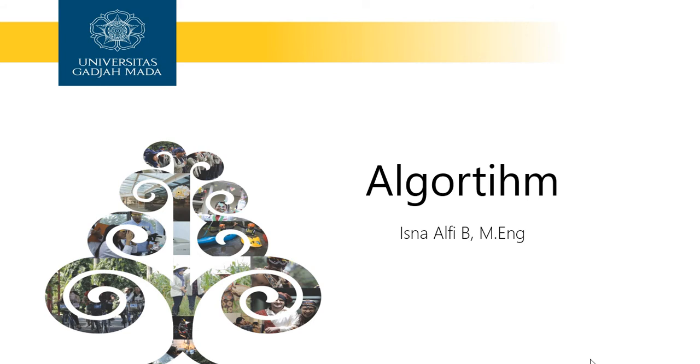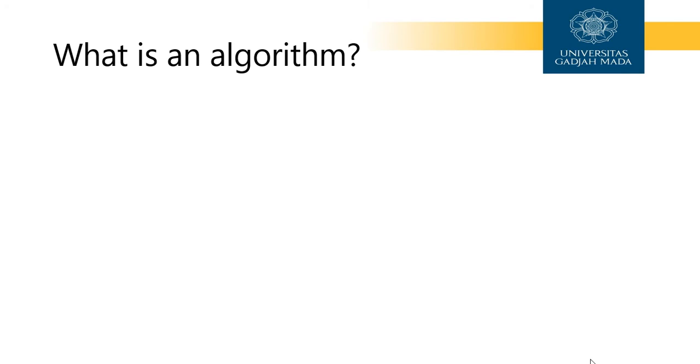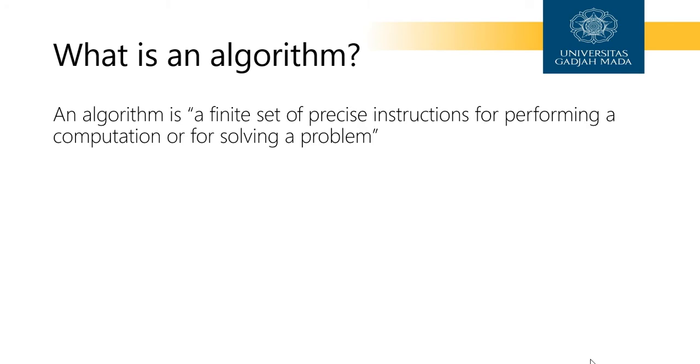In this video, I would like to explain about the algorithm. What is an algorithm? Actually, an algorithm is a finite set of precise instructions for performing a computation or for solving a problem. So, in short, we can say that an algorithm is a step by step way to solve a problem.